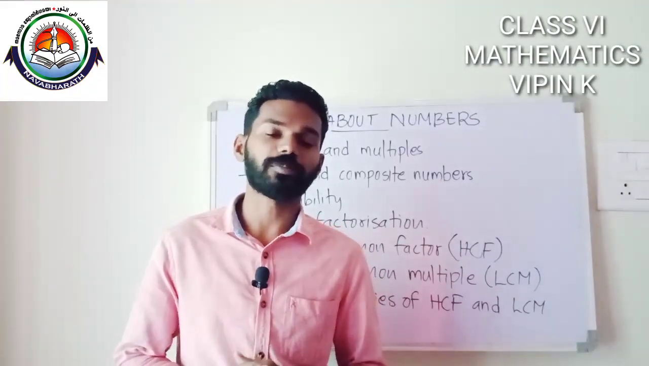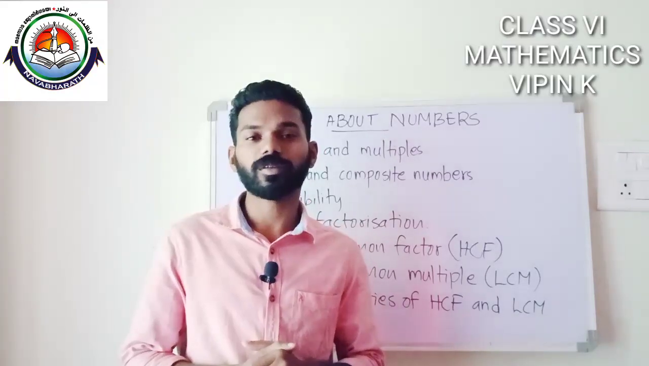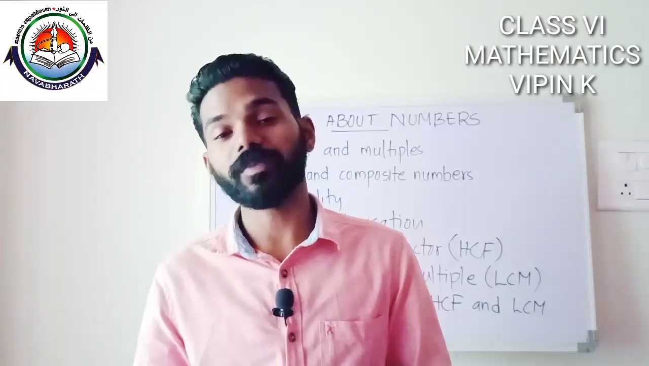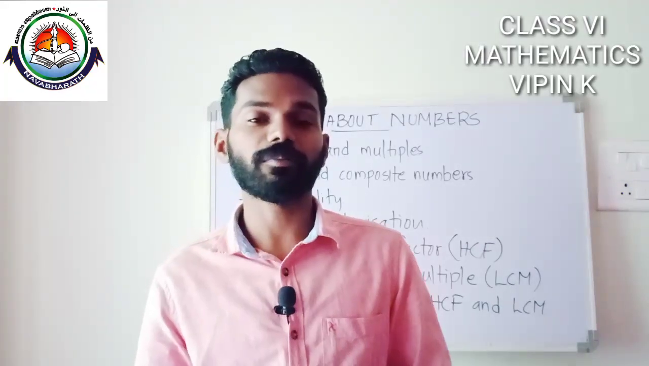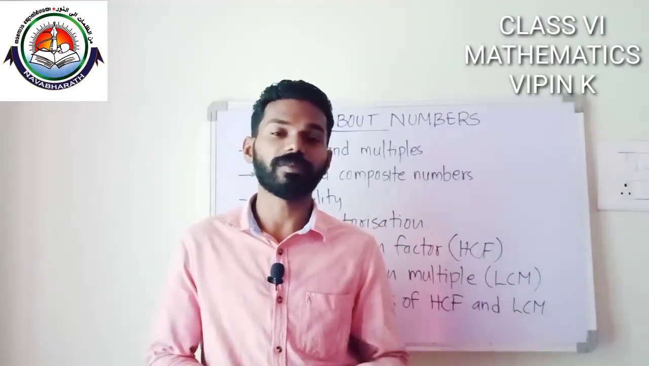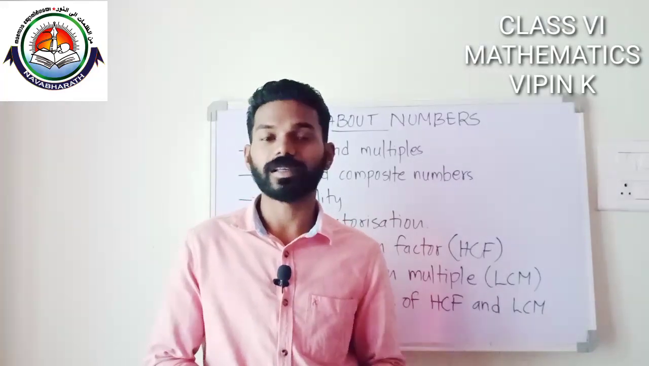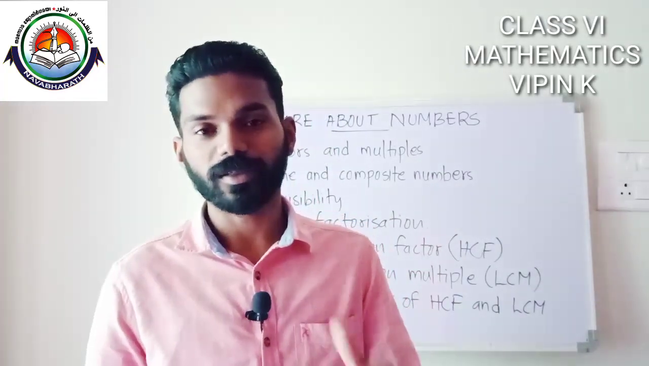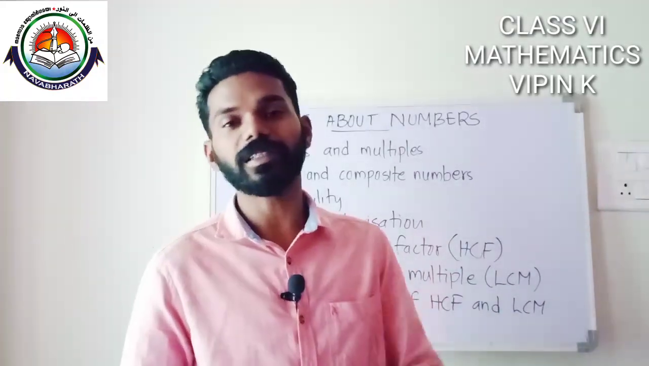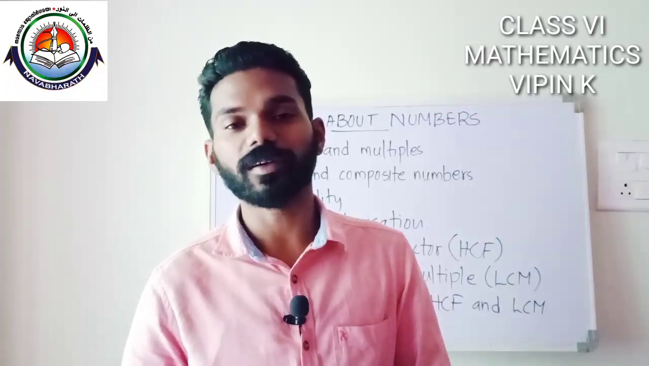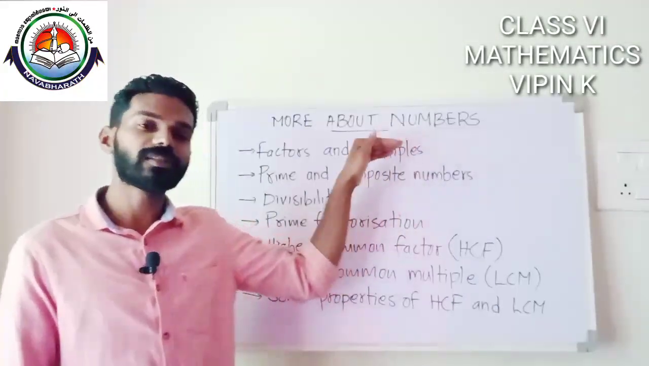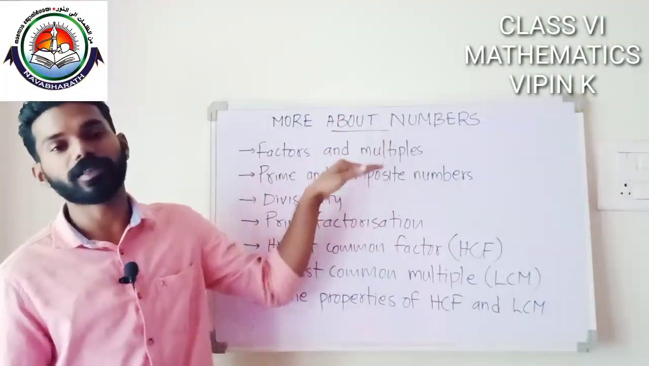In our previous chapters, we discussed two types of numbers, whole numbers and natural numbers. Then we discussed different number systems. Thereafter, in the second chapter, we discussed different algebraic operations and their properties. And in our third chapter, something above it, something additional to it, is going to be studied. In our chapter More About Numbers, these are the main topics that we are going to discuss.